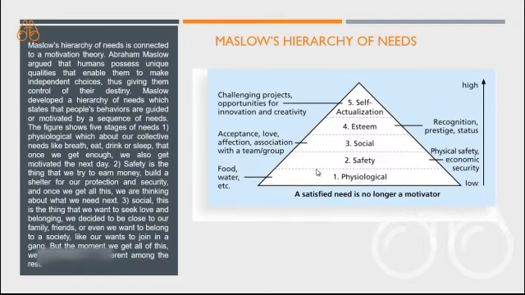Maslow's hierarchy of needs is connected to a motivation theory. Abraham Maslow argued that humans possess unique qualities that enable them to make independent choices, thus giving them control of their destiny. Maslow developed a hierarchy of needs, which states that people's behavior is guided or motivated by a sequence of needs. The figure shows 5 stages of needs.